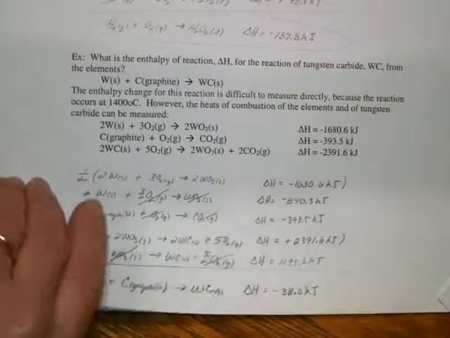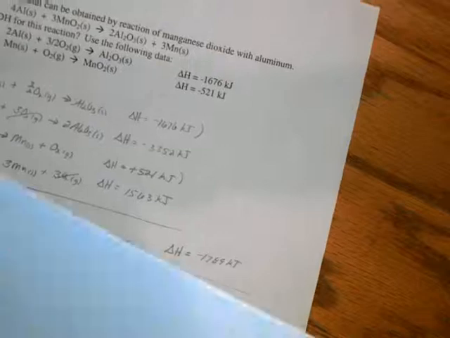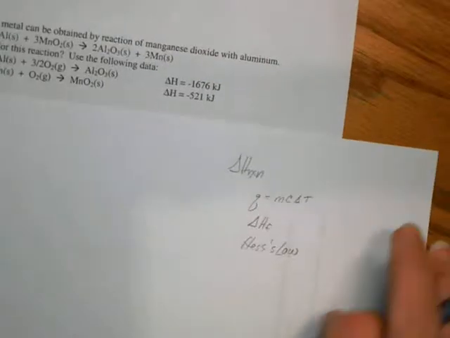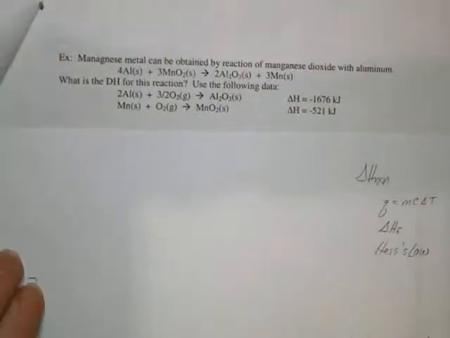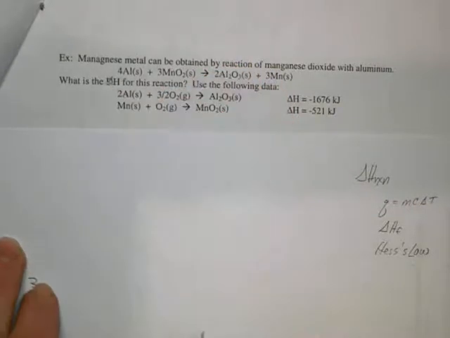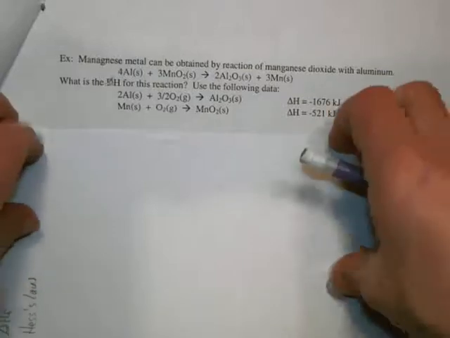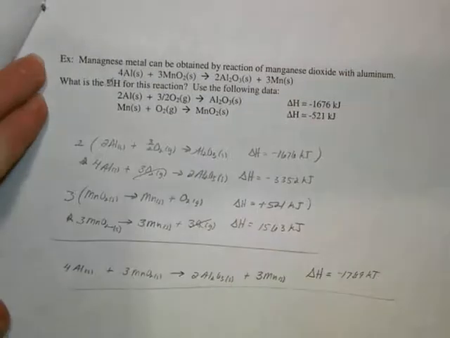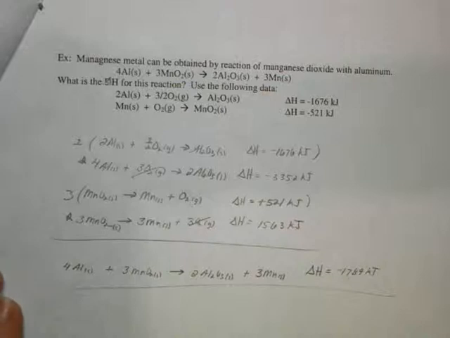I have another example. Sorry, this should be delta. So if you want to read through, give it a try. And you should get negative 1789.